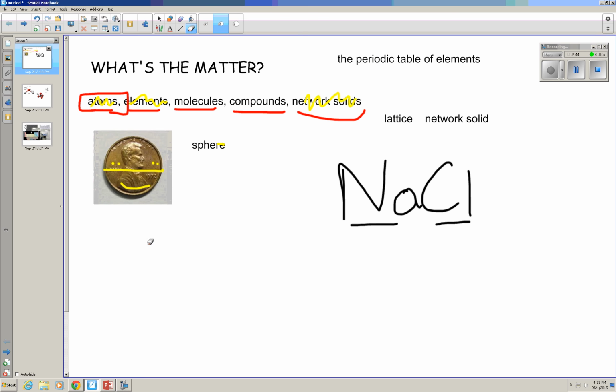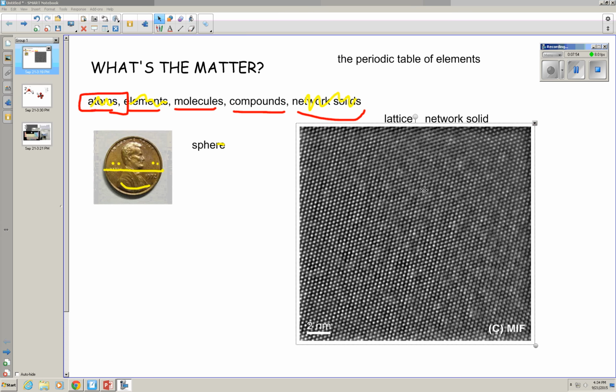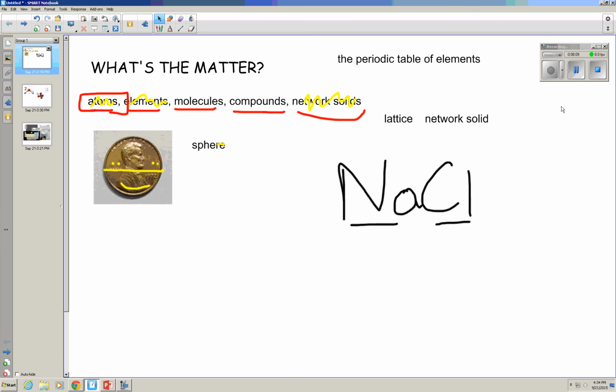Sodium chloride: take the smallest piece of table salt you can find, the smallest piece you can even see with your eyes, and guess what? The atoms in that table salt will be arranged exactly like this. The only difference is, instead of having identical atoms, you'll see sodium, chlorine, sodium, chlorine, sodium, chlorine over and over and over again. So sodium chloride is a compound.